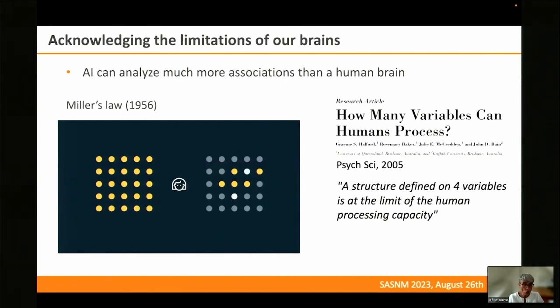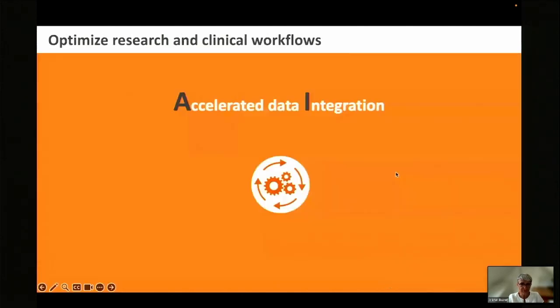On the other hand, a computer can store billions of numbers in its memory and can investigate the associations between all of them. So this is why it is reasonable to expect that AI will show us associations between image content and prognosis or outcome that we have not been able to identify so far.